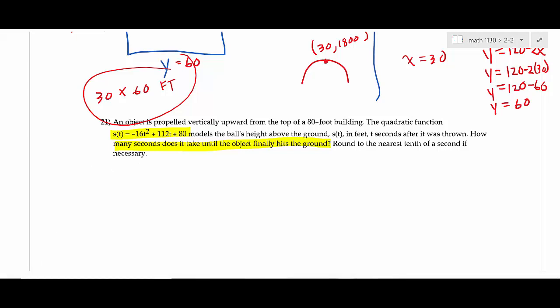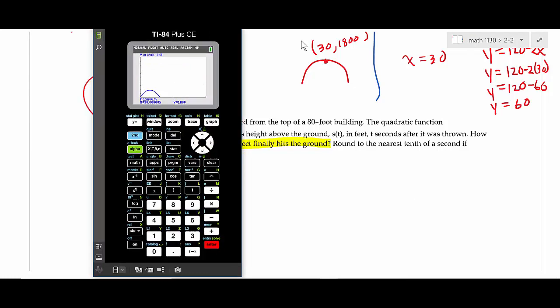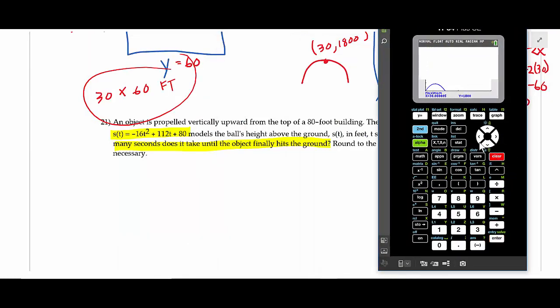So let's go ahead and put in the function. So we have a quadratic function, so it's negative 16, and then we'll have to put in x squared plus 112 times x plus 80. And what the window is, I don't know. I'm going to keep the same window from the same problem. I know I'm looking for an upside down parabola. I saw a little blip coming out, so I'm going to do this.